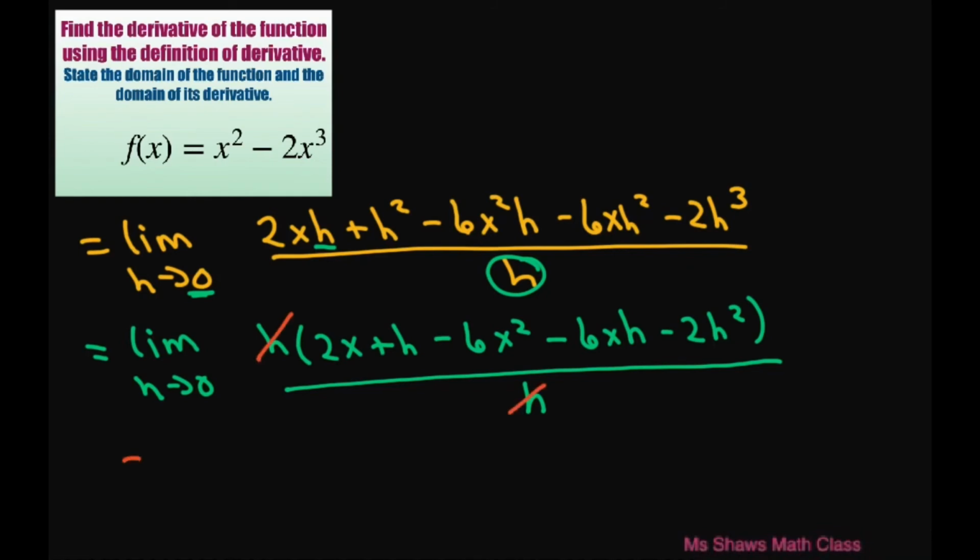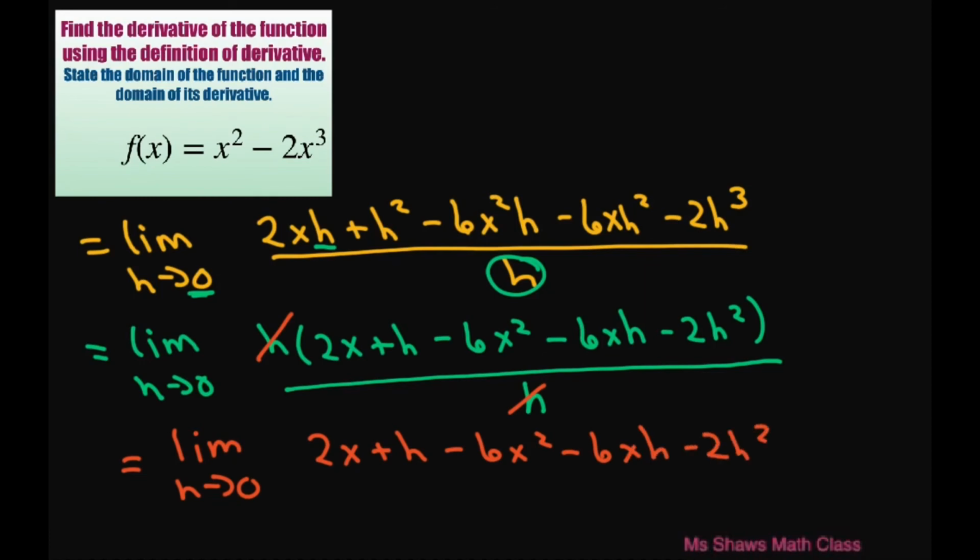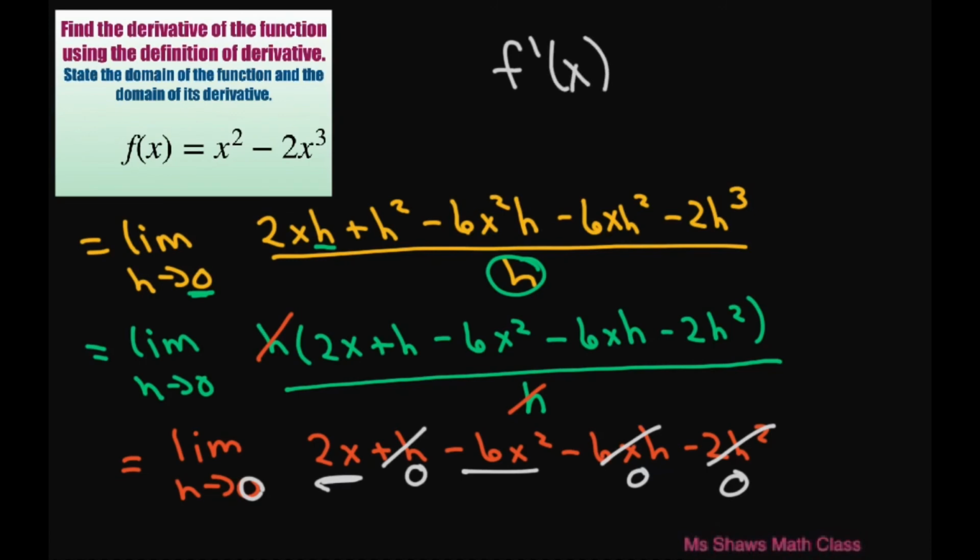So now we're left with the limit as h approaches 0 of 2x plus h minus 6x squared minus 6xh minus 2h squared. Let's apply the limit now. Everywhere there's an h, that's going to go to 0. So basically we're left with 2x. So our f prime of x is going to equal 2x minus 6x squared.